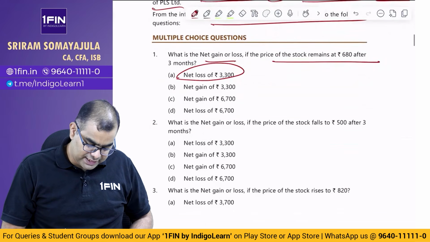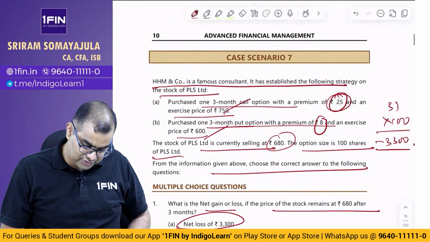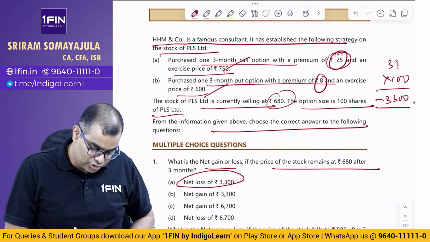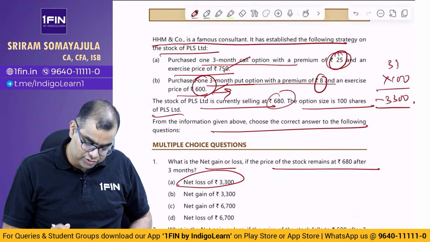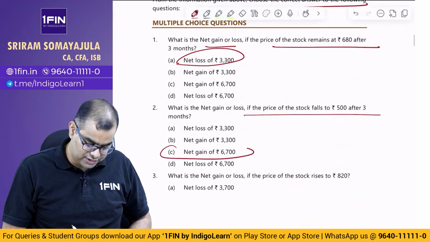Then what is the net gain if the price of the stock falls to 500 after 3 months? So after 3 months, 500. If it falls to 500, your put you will make money. How many? 100 rupees you will make. 100 into 100, 10,000. 10,000 minus 3,300, 6,700. So answer is gain of 6,700.